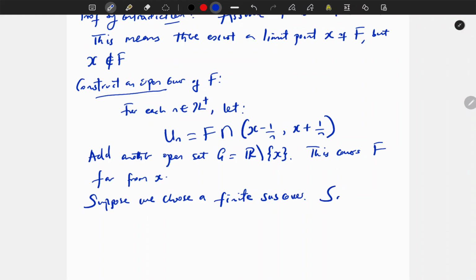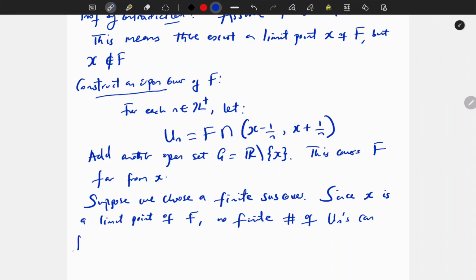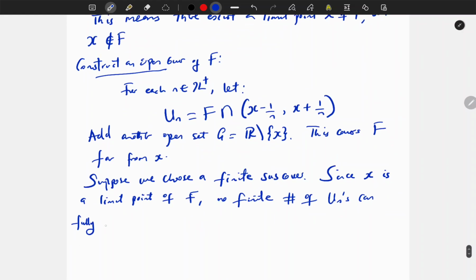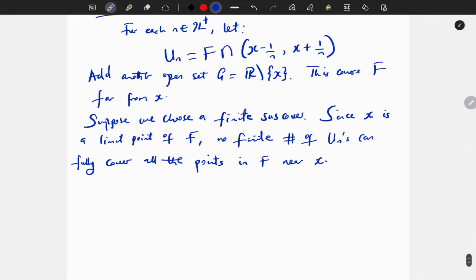But since x is a limit point of F, no finite number of Un's can fully cover all the points in F near x. You can check our video to understand what covers, open covers and finite subcovers mean. So that is not actually possible.